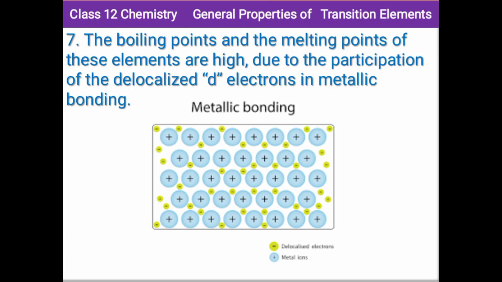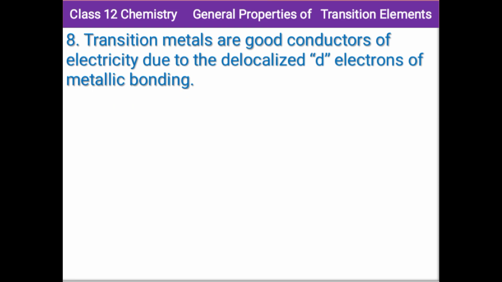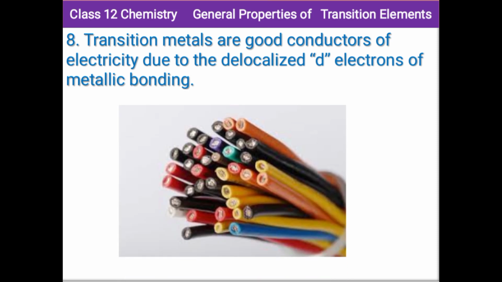Number 8, transition metals are very good conductors of electricity due to the delocalized electrons of metallic bonding. As I stated before, because of the presence of delocalized d electrons, they are very good conductors of electricity.